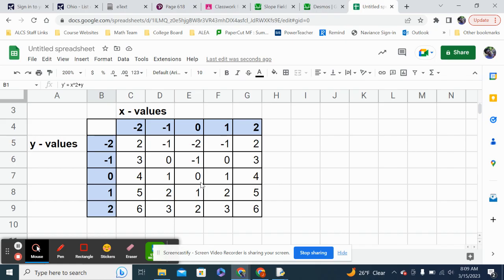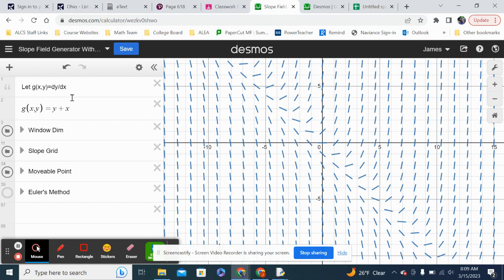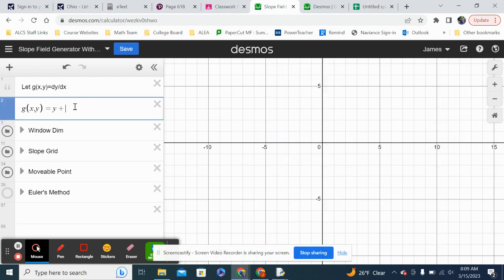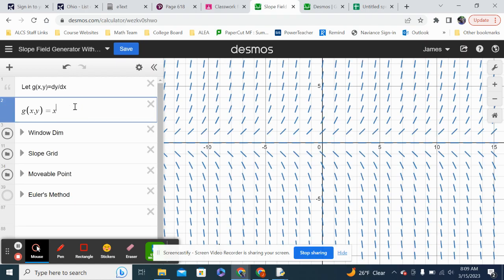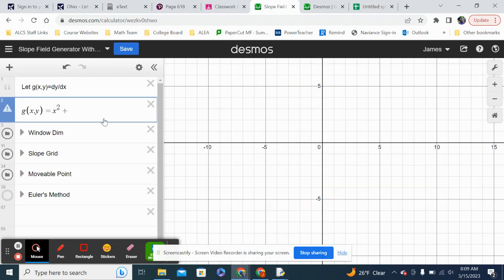So what I could do now is go through and graph these on a plane. And again, this was x squared plus y. I'm going to go ahead and go to my slope field generator here and put that in. You can see what it looks like. X squared plus y, let's just put that in.